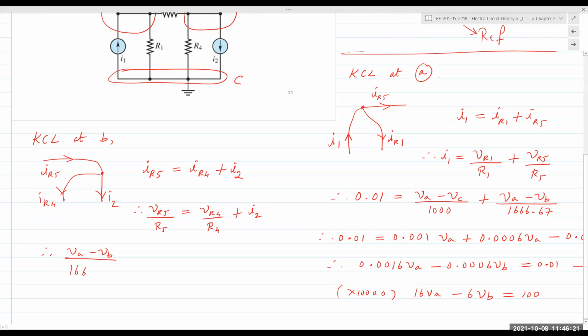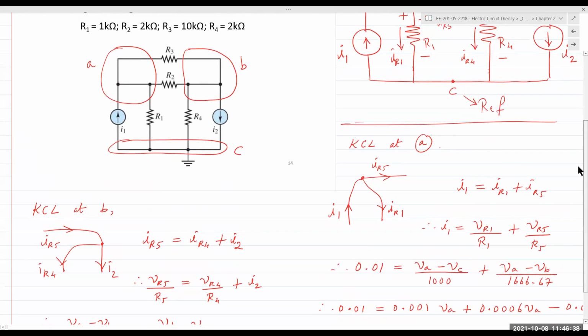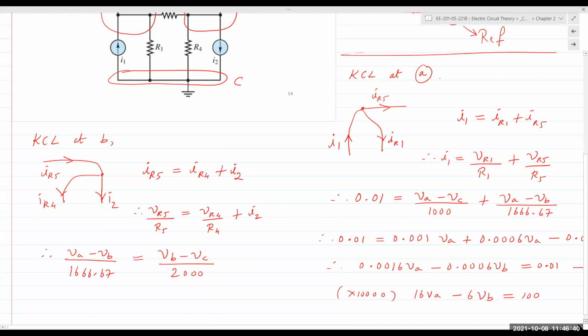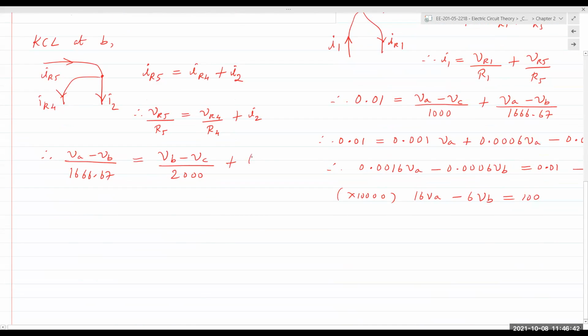R5 is 166.67. VR4 is, what do we have? VB minus VC. And R4 is 2000. Plus I2, which is 0.05. Again, plug in all the known values. VC is a reference, so it's 0.